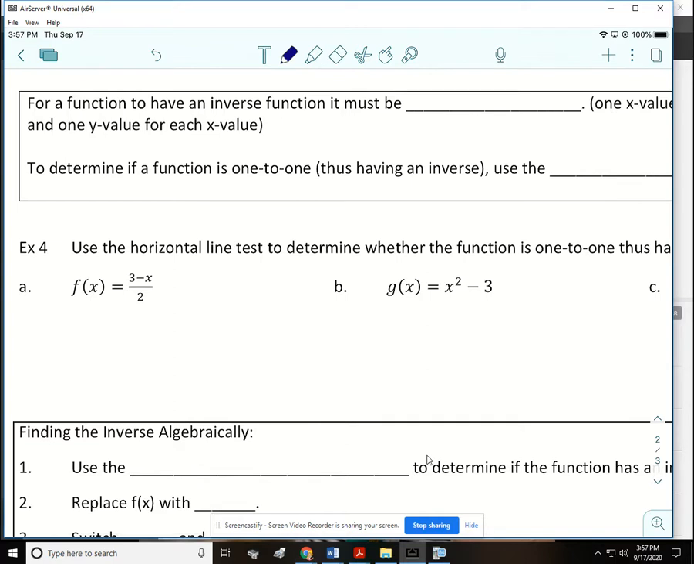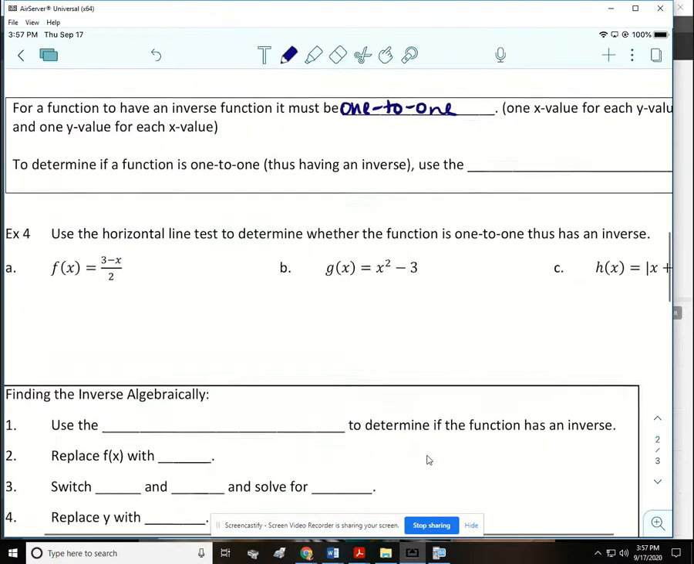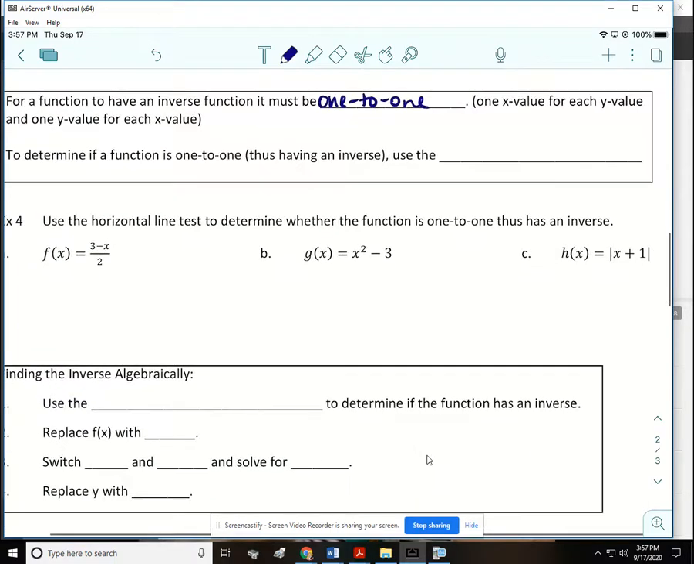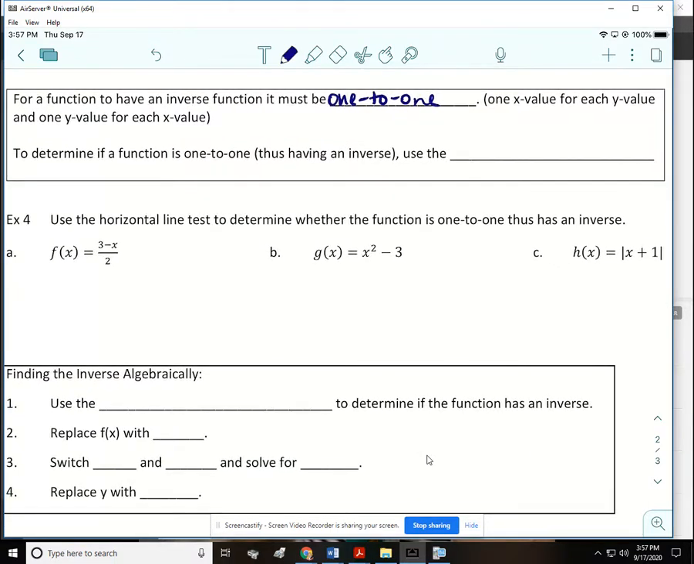All right, so for a function to have an inverse, it must be 1 to 1. And 1 to 1 means there's one x for each y and one y for each x. So it's 1 to 1. The x doesn't repeat and the y doesn't repeat if it's a 1 to 1 function. And so to determine if a function is 1 to 1, which means it's going to have an inverse, you use the horizontal line test.